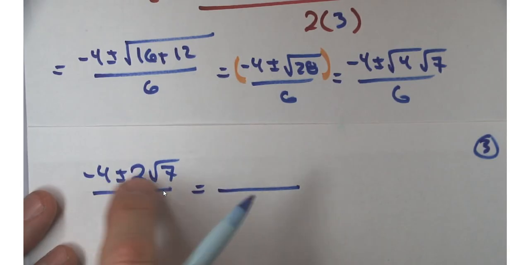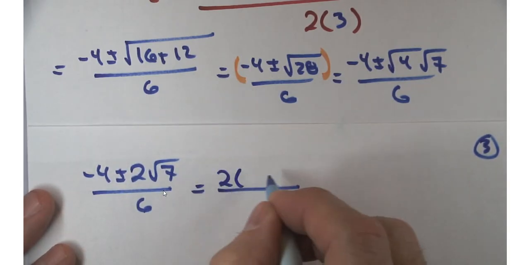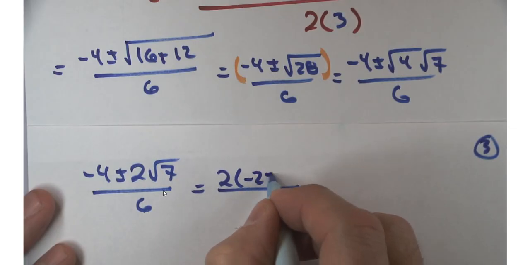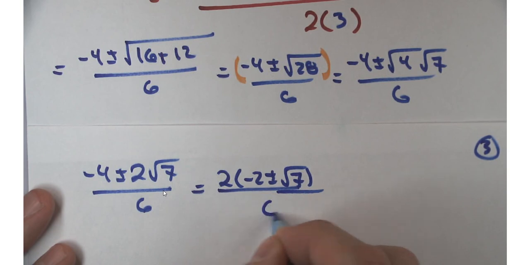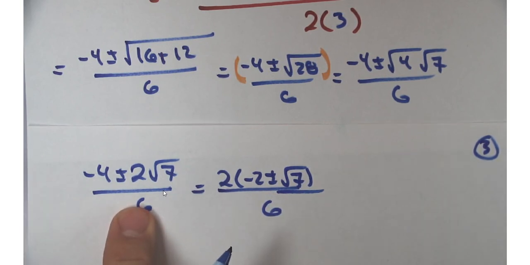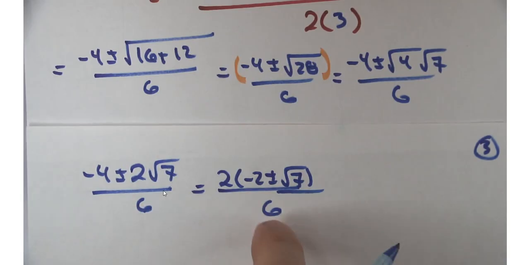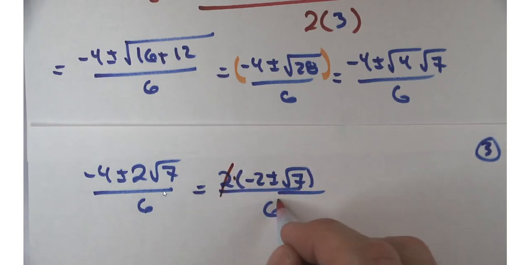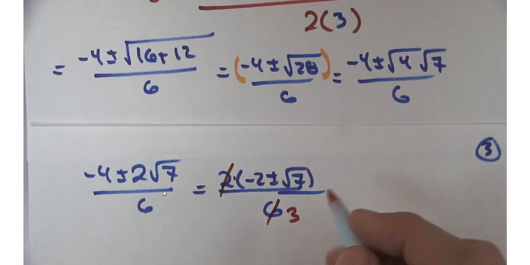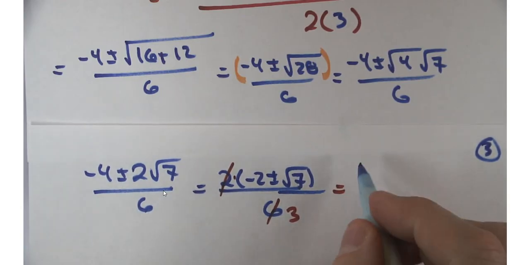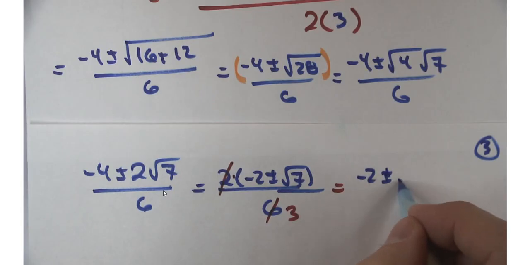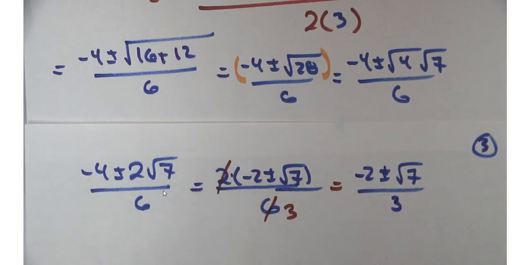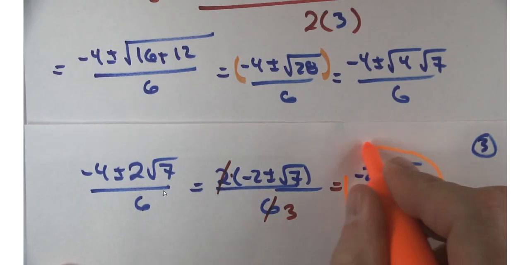Both of these terms in the numerator have a common factor of 2. Let me factor out that 2. It's going to leave behind negative 2 plus or minus the square root of 7 over 6. Don't get me wrong, you get a fair amount of partial credit to get here. You get most of the points. But if you want to get all those points, you've got to go a little bit further. Now that these things are being multiplied, I can cancel into multiplication. I can't cancel into an addition or subtraction. So that's going to leave behind negative 2 plus or minus the square root of 7 over 3. Whew. There you go. That is our final answer.